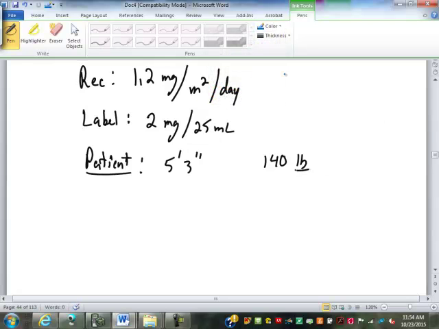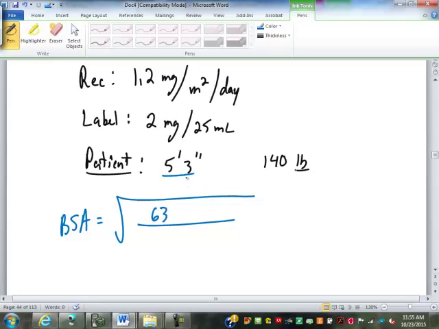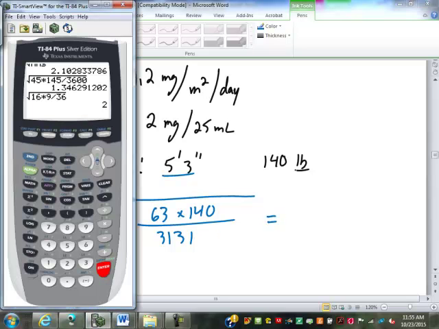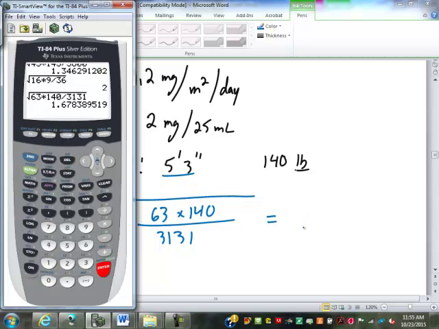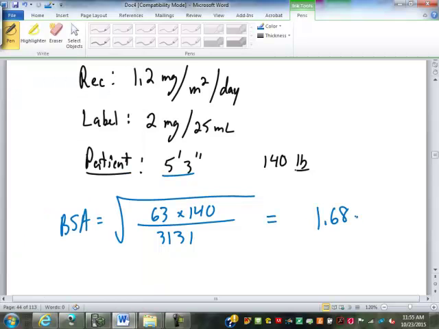So again, find the recommended dose. Well, again, first step, body surface area. Square root of, what's going to go in for our height? 63 inches. 5'3" is 63 inches. 5 times 12 is 60, plus 3 is 63. Times 140, over this one is 3131. So second square root, 63 times 140 divided by 3131. 1.68 square meters.